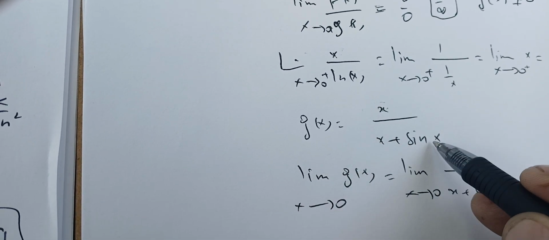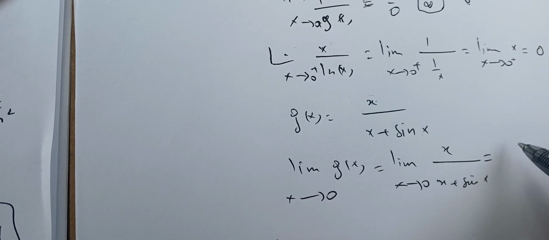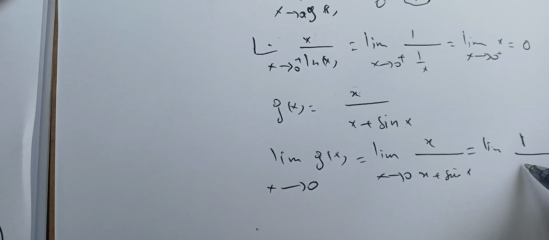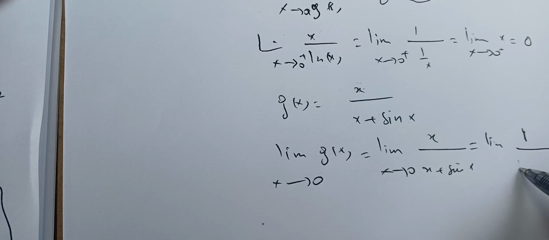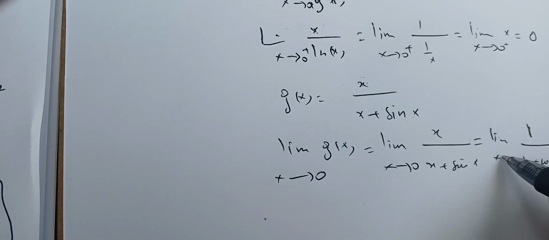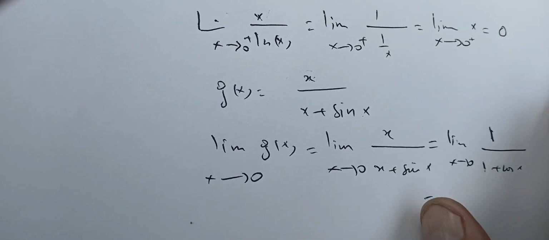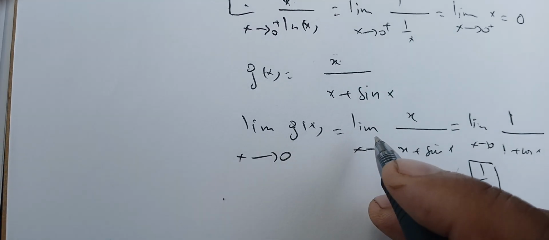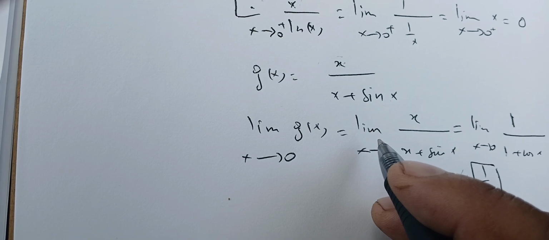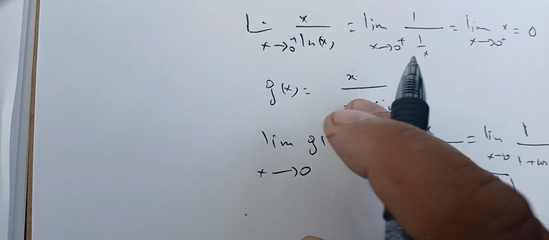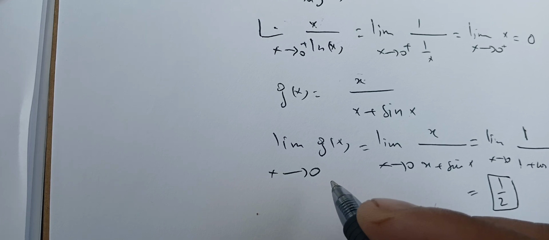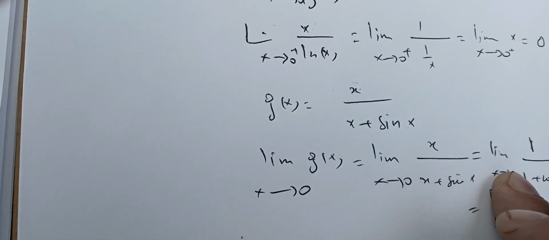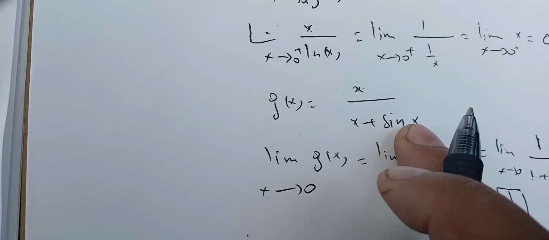Using L'Hopital's rule, we take the derivatives: 1 over 1 plus cosine of x as x goes to 0. When we evaluate, we get 1/2, and that's the true limit. We can also get this limit without using L'Hopital's rule. It works here, but we can compute this one without it.